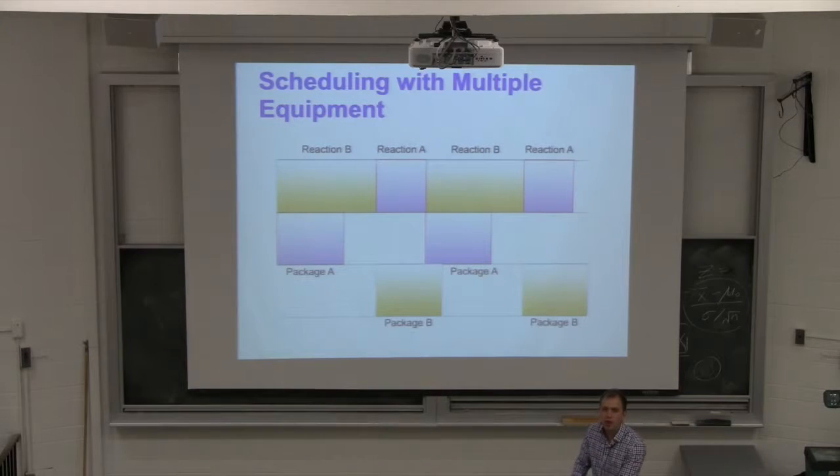So we go ahead and we put in a new packager. And this is the beginnings of a more complicated schedule of something that you'd see in real life. And now we have the reactor, which is the most expensive piece of equipment, operating at full capacity. And the cycle time for this is a little bit more abstract because you have two different products. But at least we're producing as much as we can.